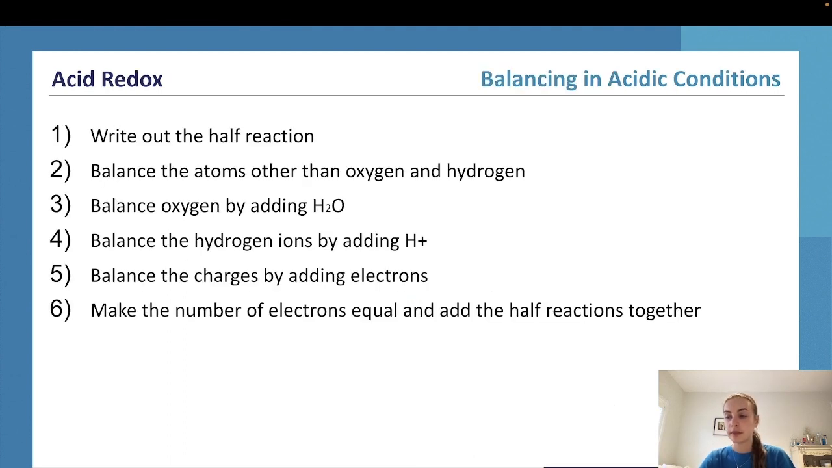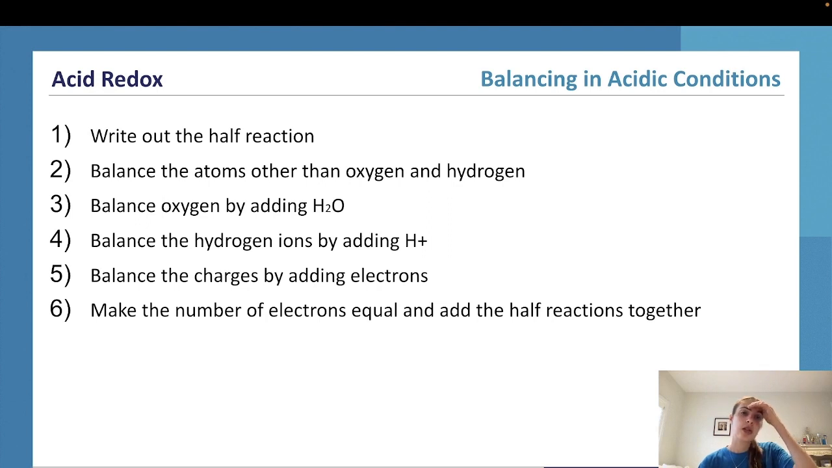So now we need to look at how we balance in acidic conditions. Balancing in acidic conditions is the main condition type which you need to understand. You'll see some places have how to balance in basic conditions, but for the sake of this syllabus and for Unit 3 and 4, you only need to know how to balance in the acidic conditions, not the basic conditions. So these are our main steps for balancing in acidic conditions.